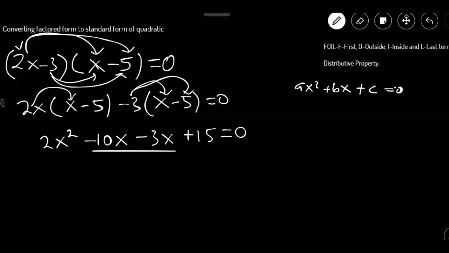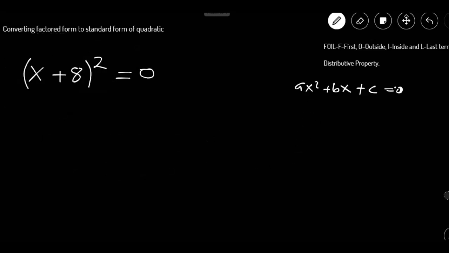I explain it over there. I realize that the two middle terms are like terms, so we have to collect them together. All of them are negative, so we put the numbers together and then we give it negative. So here we have 2x squared, negative 10x minus 3x gives us negative 13x, and then plus 15 equals to 0. That we are done. So we have been able to convert this factored form into the standard form beautifully.